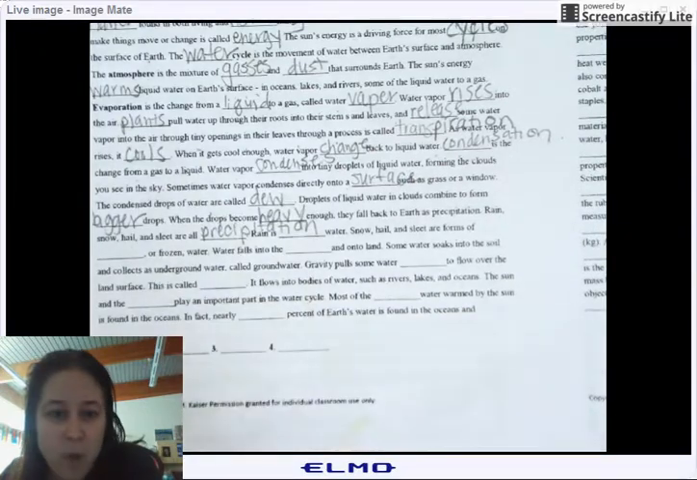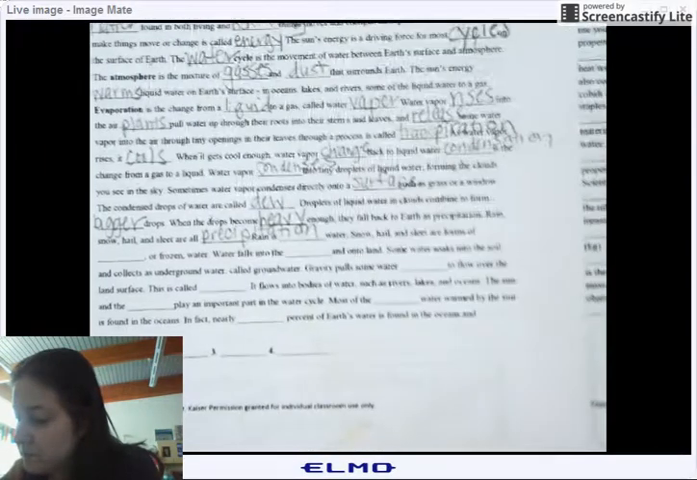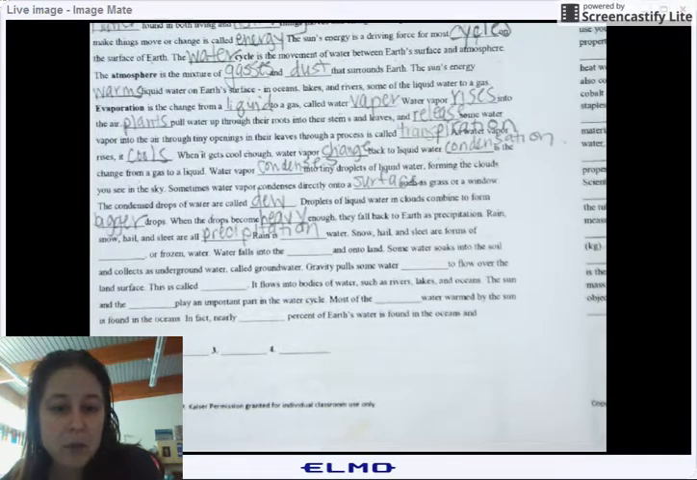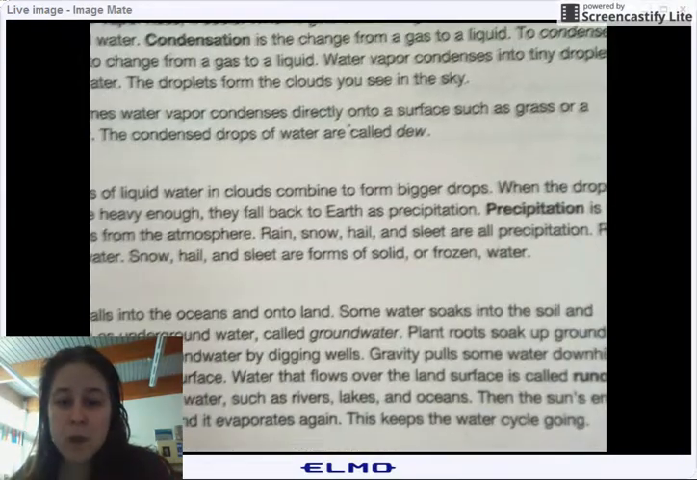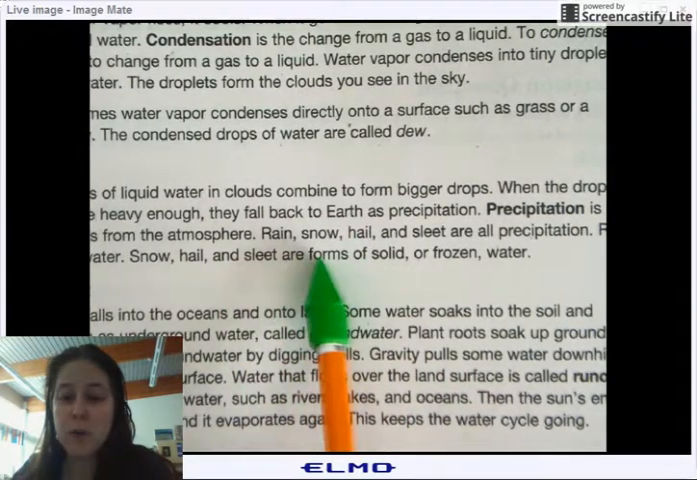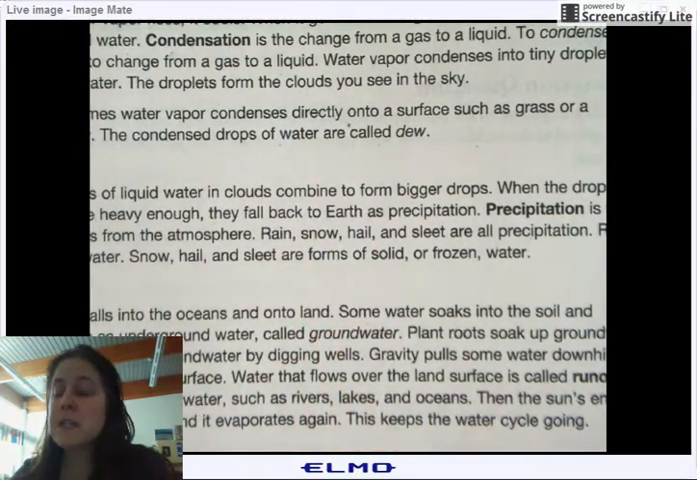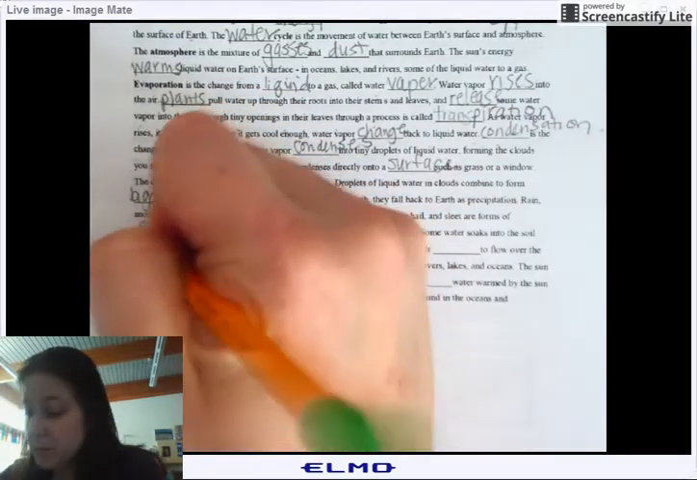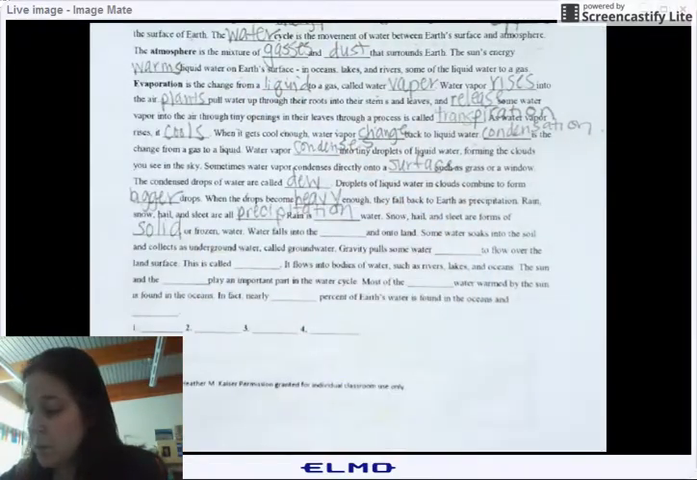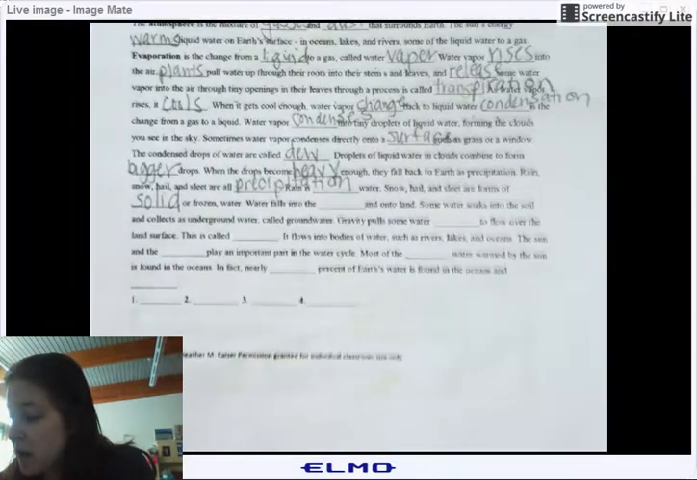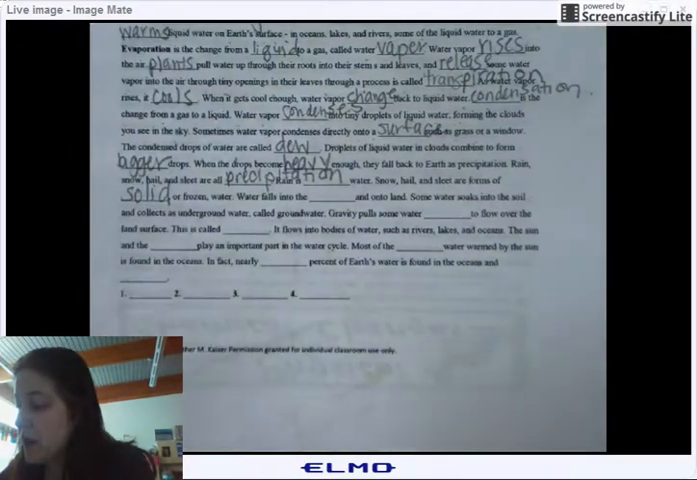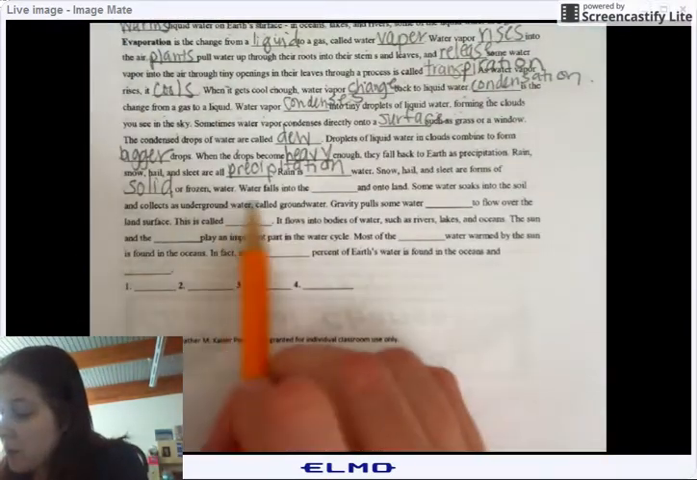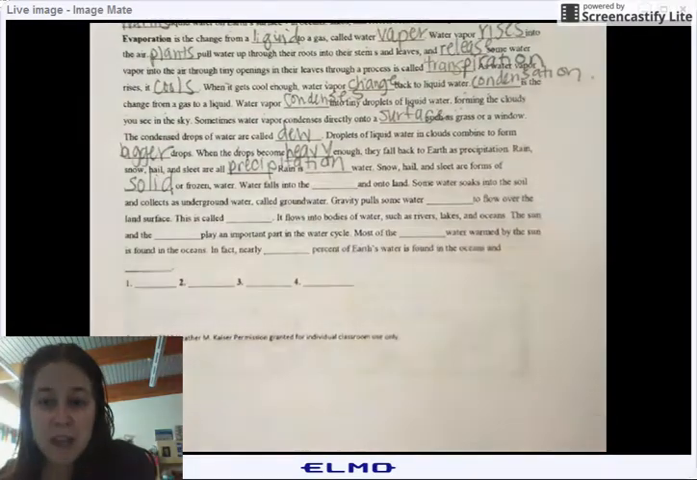Snow, hail, and sleet are forms of blank or frozen water. Right here. Snow, hail, and sleet are forms of solid or frozen water. Water falls into the blank and onto land. Some water soaks into the soil and collects as underground water, called groundwater. So water falls onto the blank and onto land.